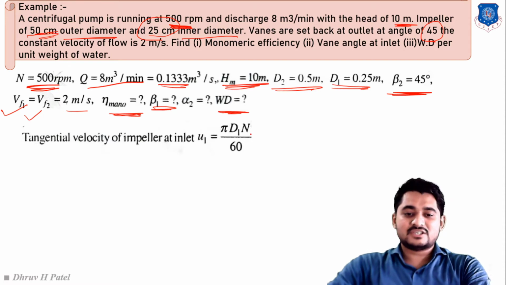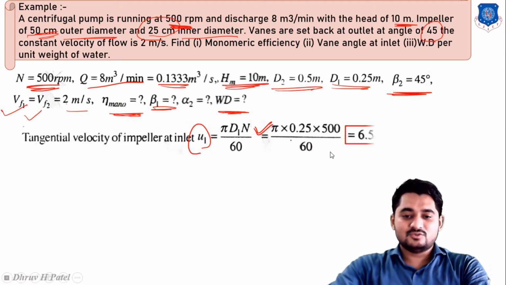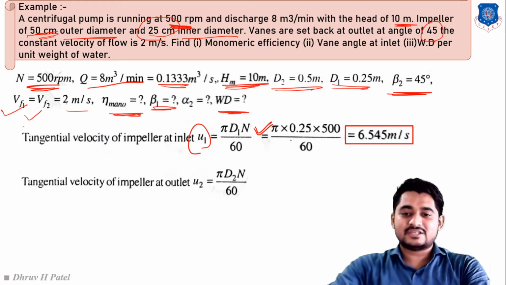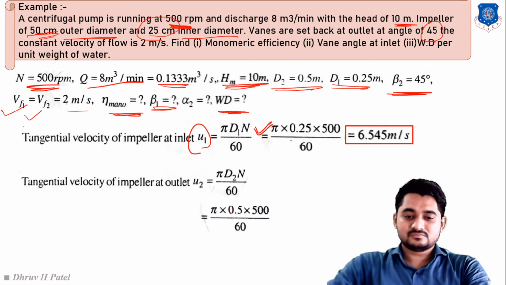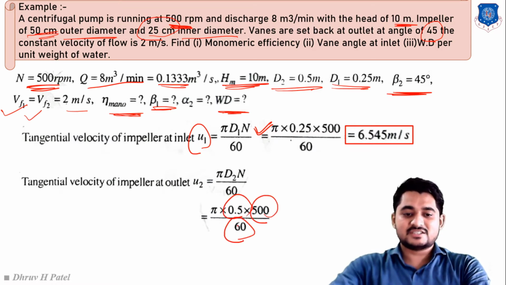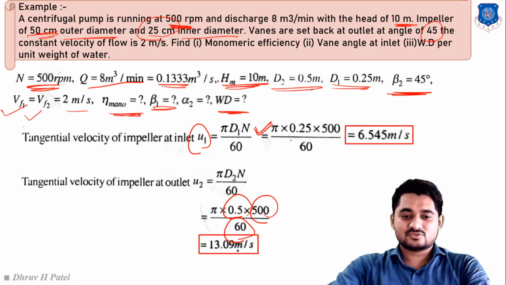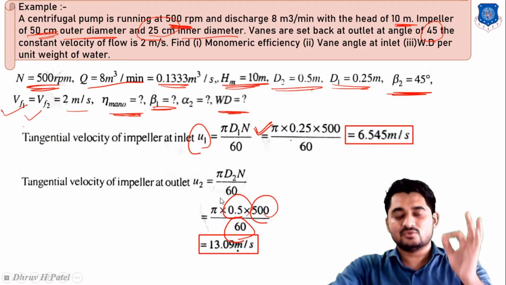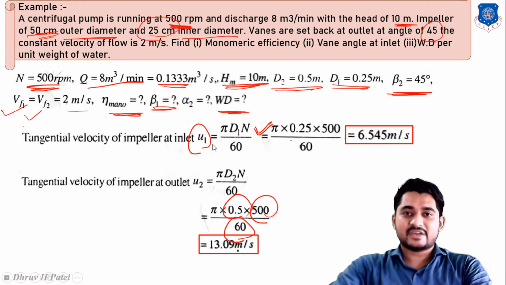The tangential velocity at inlet u1 will be pi D1 N by 60. Here D1 is already given as 0.25 and rpm is 500, so we can write u1 as 6.54 meter per second. Clear students? Then the tangential velocity at the outlet, we can find as pi D2 N by 60. So pi times D2, that is 0.5, times rpm 500 divided by 60, so we can write u2 is equal to 13.09 meter per second. Clear students? So from the rpm we have to find u1 and u2 first for every example, right?